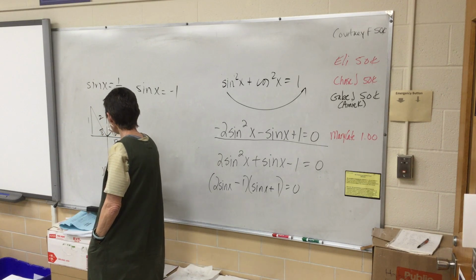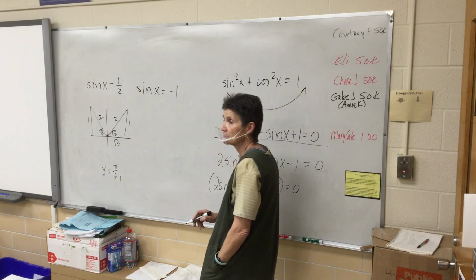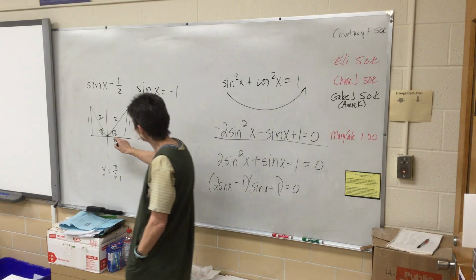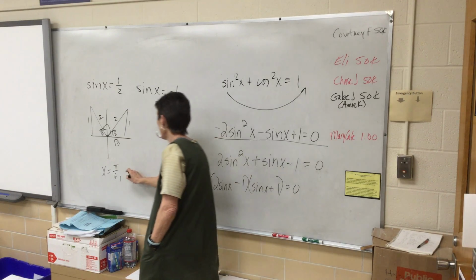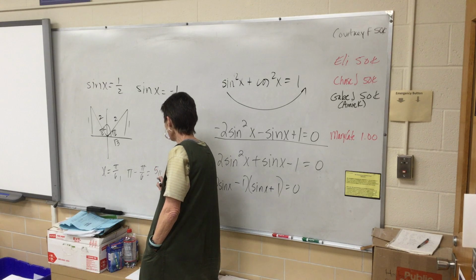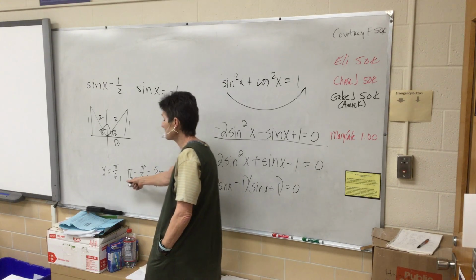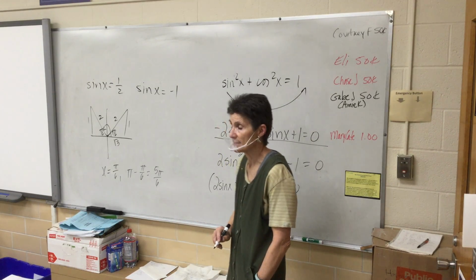So one of my answers is pi over 6. What's the other one? What would this one be over here in quadrant 2? Pi minus pi over 6, which is 5 pi over 6. That's 6 sixths minus 1 sixth, 5 sixths.